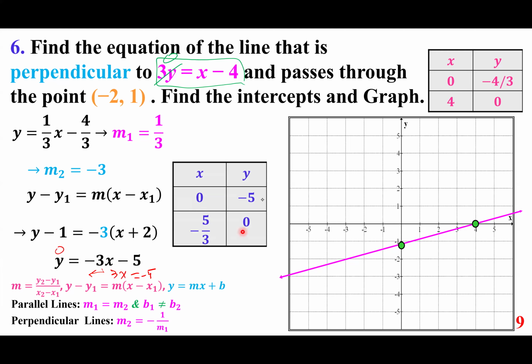So 0, negative 5, and negative 5/3, 0. Remember, negative 5/3 means negative 1 and 2/3. So it's between negative 1 and negative 2, of course, closer to negative 2. And connect them. And also show this pair on the graph. So it's pretty straightforward. I hope everybody's fine with that.